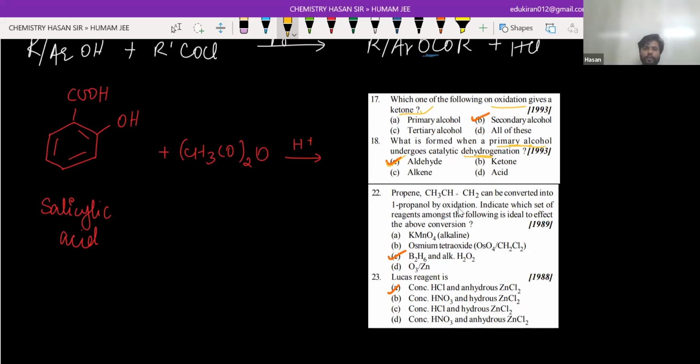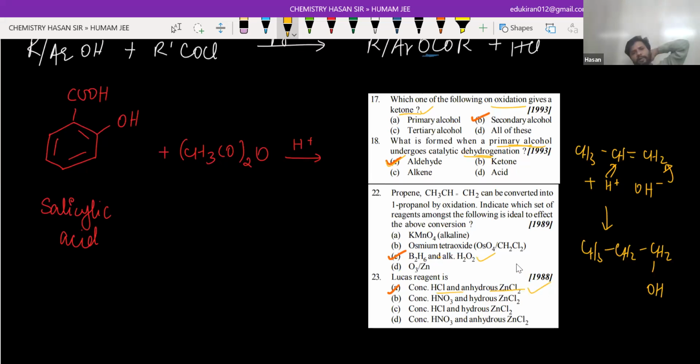Propene can be converted into 1-propanol by oxidation. Indicate which of the following. I told you propene and 1-propanol you are getting. CH3CH double bond CH2. When you are going to react with basically H plus and OH minus comes into play, and negative part goes to that carbon which has greater number of hydrogen. So basically positive will go to this and you will be getting CH3CH2CH2OH. Anti-Markovnikov, followed by hydroboration oxidation. C. Lucas reagent, HCl and anhydrous ZnCl2. This I gave you the name in haloalkane and haloarene as well. Okay, is that clear?